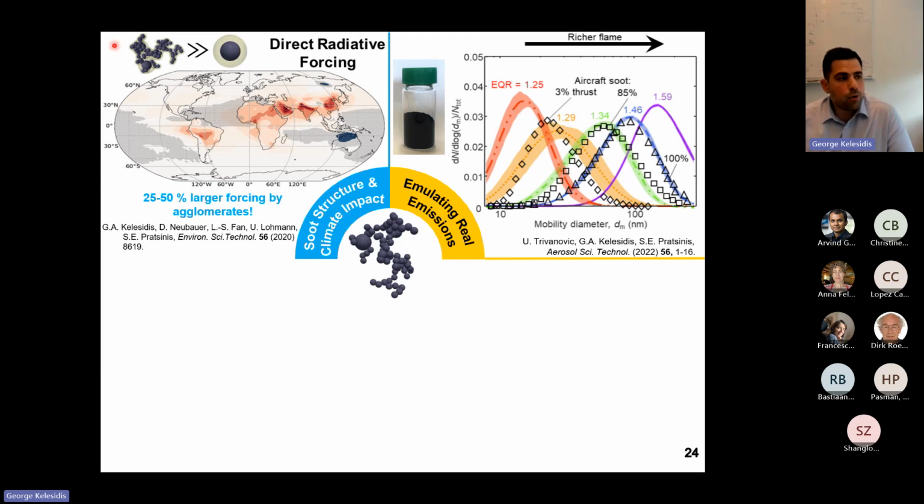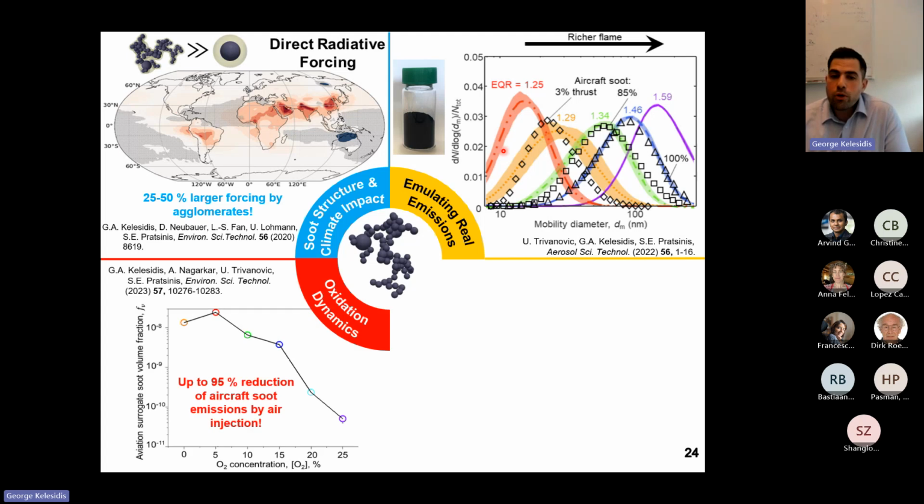And the large mass concentrations that we obtained using this flame reactor helped us to characterize more carefully the health effects of these aircraft-like soot nanoparticles. Furthermore, using this flame reactor, we are able to elucidate the oxidation dynamics of soot in the lean zone of aircraft combustors. For example, we showed that we can practically eliminate soot emissions in the lean zone of this flame reactor by a judicious air injection.